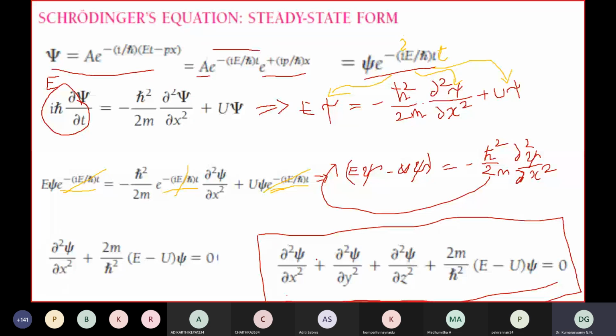Schrödinger's time independent equation in 3 dimensions. Any doubts? Feel free to ask any doubts, guys. If you don't understand, please let me know. Don't hesitate.